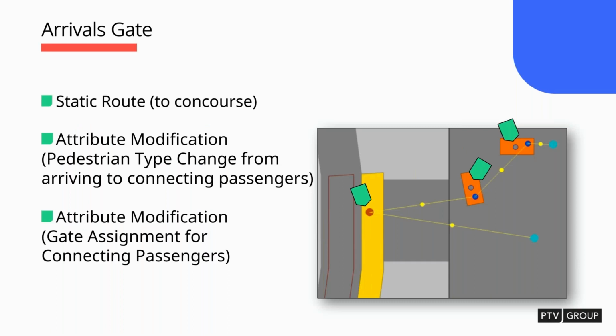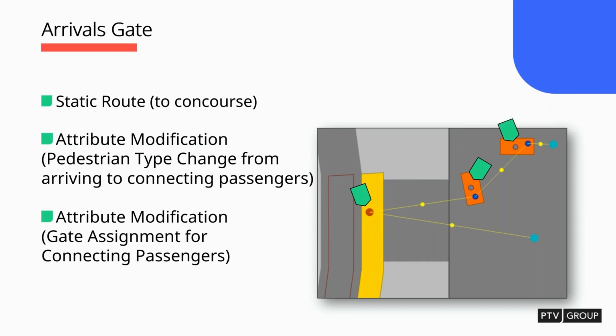So when a plane arrives at a gate, when they're still in that deplaning mode, pedestrians are going to get off of the plane, and we're going to have a static route that sends them to the concourse. And so that static route is going to say, okay, there's a certain number of people that are connecting or they are exiting, right? So connecting passengers or not, right? So we send them to that concourse, and then we use an attribute modification to change pedestrians from arriving to connecting passengers.